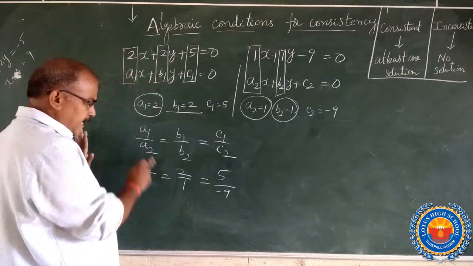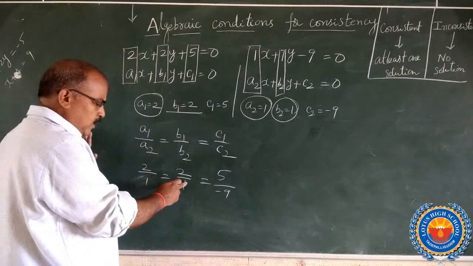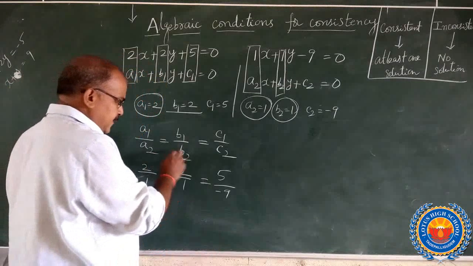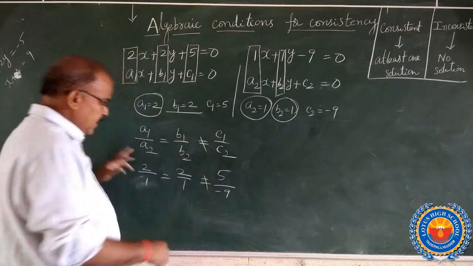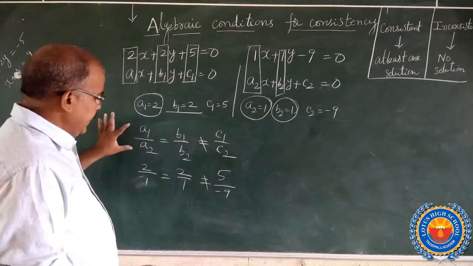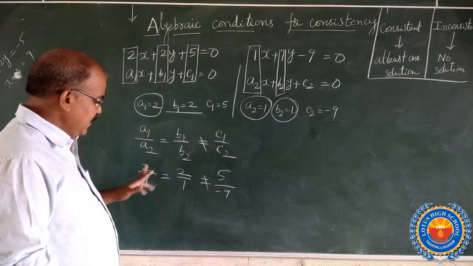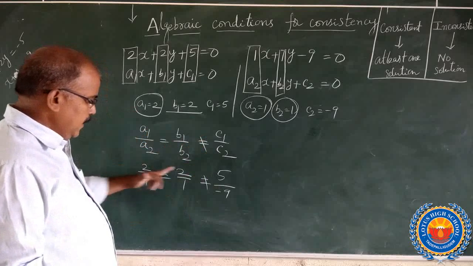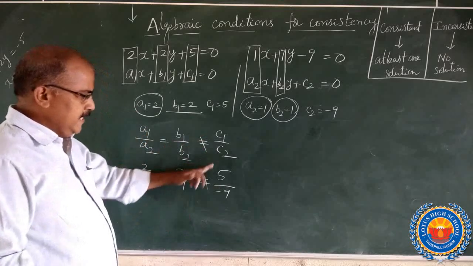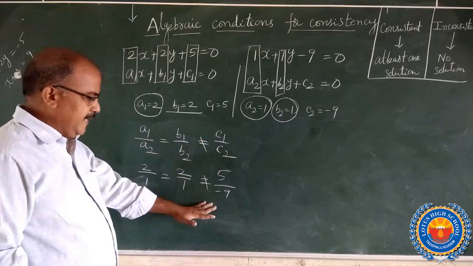Now, here 2 is equal to 2. That's why this is no problem. But this is not equal. What is the condition? A1 by A2 is equal to B1 by B2 is not equal to C1 by C2. I got A1 by A2 is equal to 2 by 1, B1 by B2 is equal to 2 by 1, C1 by C2 is equal to 5 by minus 9.